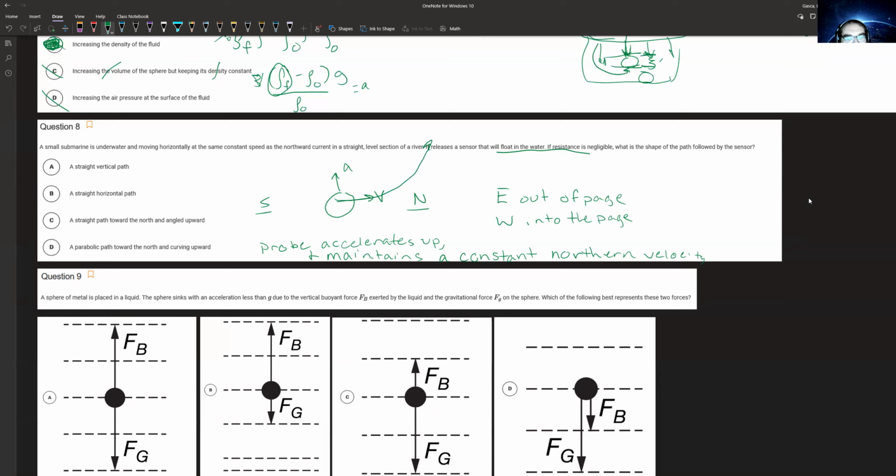And that's because eventually the velocity upwards is going to be greater than the sideways. And so our angle is going to increase more upward. So it'll be a parabolic path toward the north, curving upward. Ta-da! If the acceleration was 0, then it would be a straight horizontal path like this. Or if for whatever reason there was some kind of force accelerating it sideways. So if a in the y direction equals 0, or a in the north direction is not 0, then we would get a straight horizontal path. Hopefully that makes sense there.